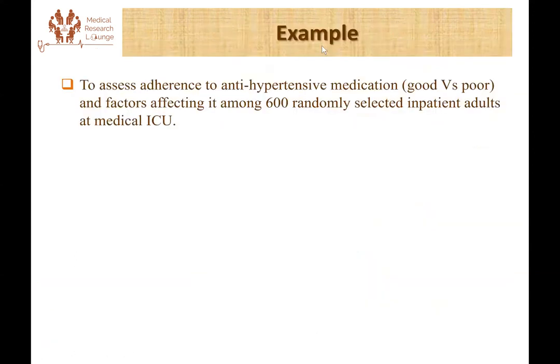This is an analytic cross-sectional study, right? The authors wanted to assess adherence to antihypertensive medication, which is measured as either good or bad. So it's a binary outcome. And they wanted to see the factors that affect the adherence among 600 randomly selected patients. Since it says 600 randomly selected patients, it does not classify them into any groups, either cases or controls, exposed and unexposed, but it's analytic in nature because it is trying to assess factors. So it definitely is an analytic cross-sectional design.